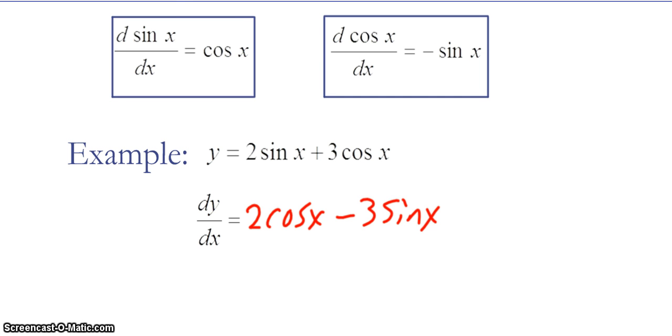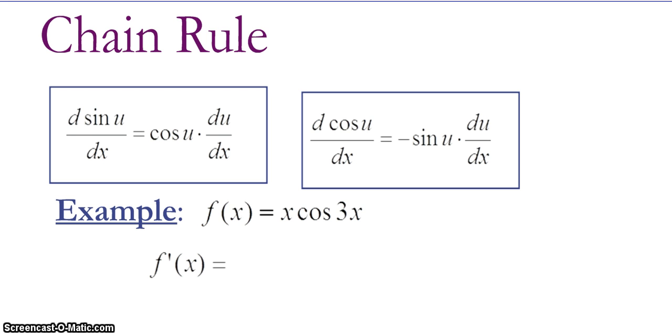Okay. We also want to understand that the chain rule still applies to trig derivatives. So d sine u/dx, where u is a function with respect to x, becomes the cosine of u times du/dx. And then the same thing with cosine of u. If I want to take the derivative of cosine of u with respect to x, and u is a function with respect to x, that's negative sine of u times du/dx.